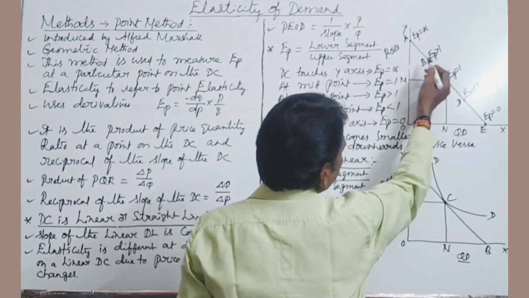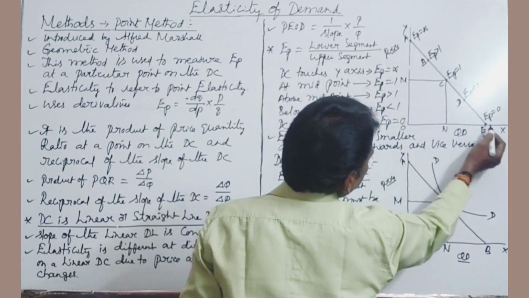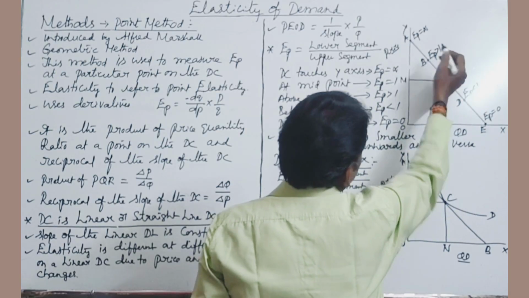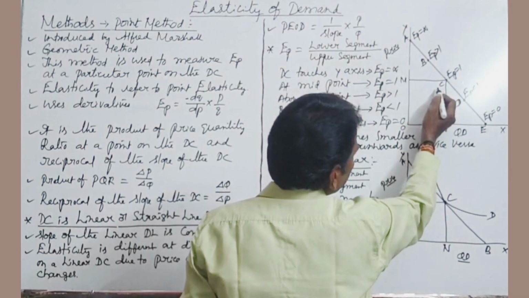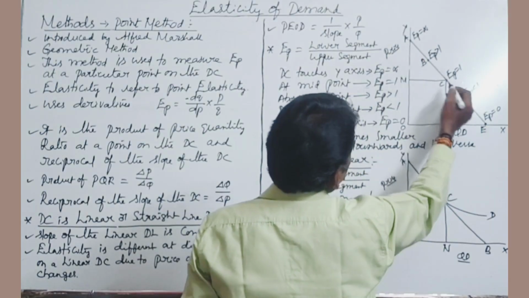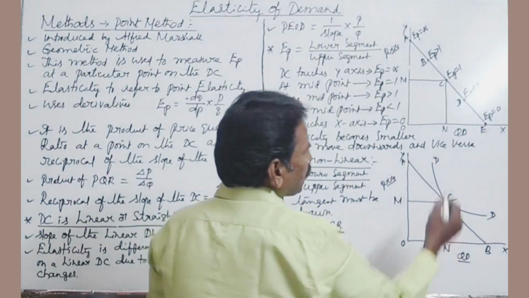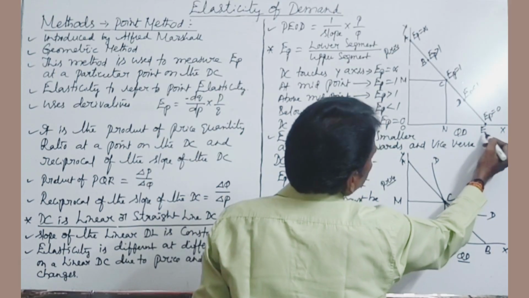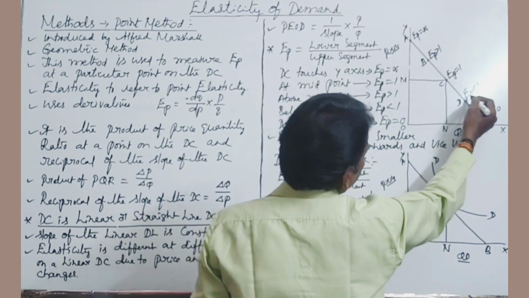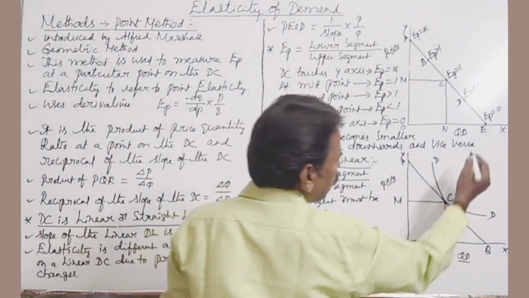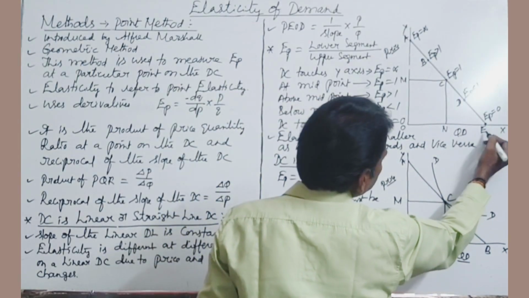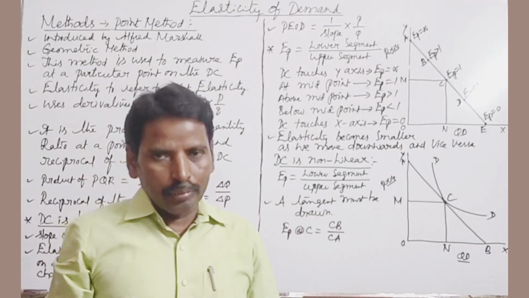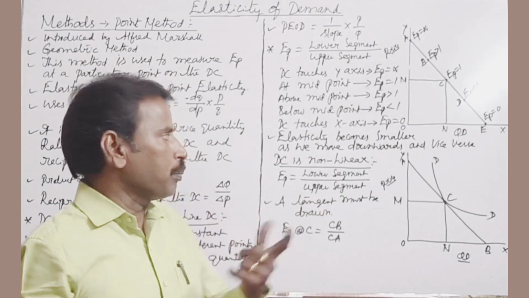At point B, what is elasticity? Lower segment BE by BA, that is greater than 1. At point C, CE by CA, so EP is equal to 1. At point D, DE by DA, then EP is less than 1. At point E, elasticity is E by EA, that means lower segment by upper segment.